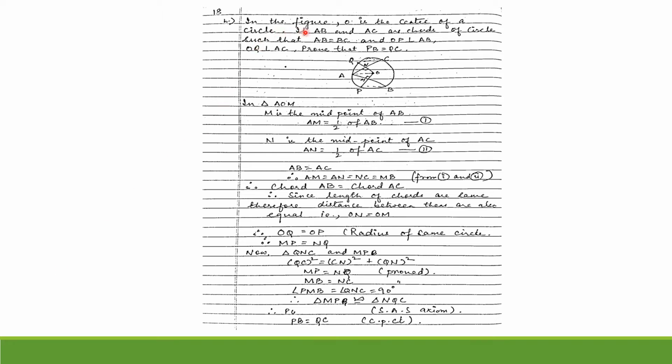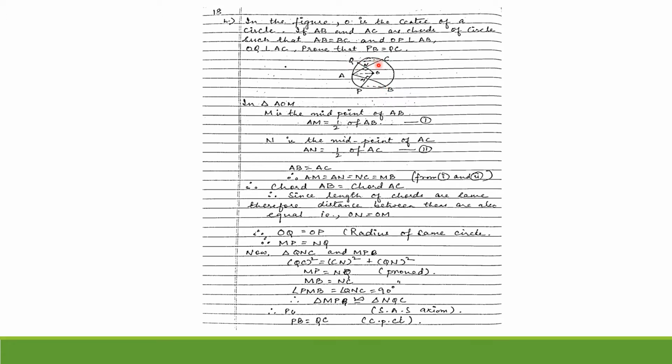In the figure, O is the center of a circle. If AB and AC are chords of the circle such that AB is equal to BC, and OP is perpendicular to AB, OQ is perpendicular to AC, we need to prove that PB is equal to QC. So we need to prove that this line PB is equal to the line QC.